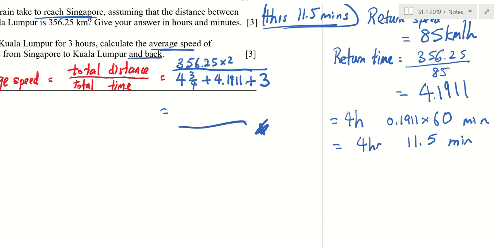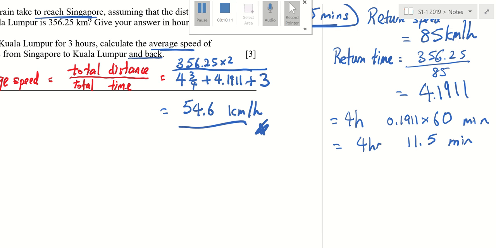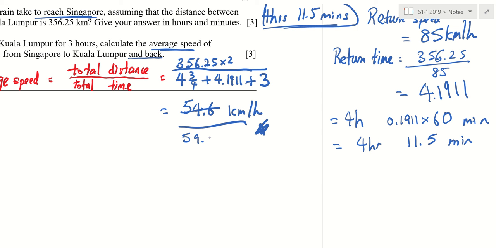So take this times 2, divide by this plus the 3. So can I have the final answer? What's the answer? Take 4.75 plus 4.1911 plus 3. 11.9411. Take 356.25 times 2. Divide by the timing. Do you get 54.6 kilometer per hour? Only the correct speed should be 59.7. Do you get that?